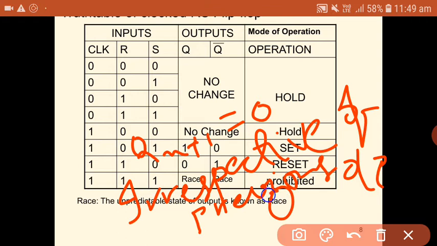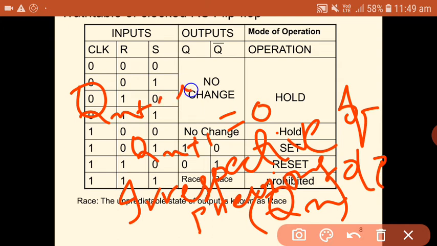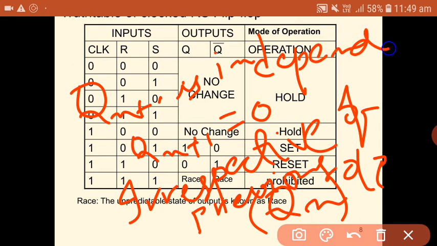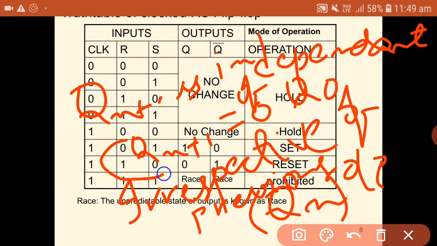What is its previous output? That is Qn irrespective of it. That means Qn plus 1 is independent of Q naught for the two combinations, the 0 1 combination and the 1 0 combination.